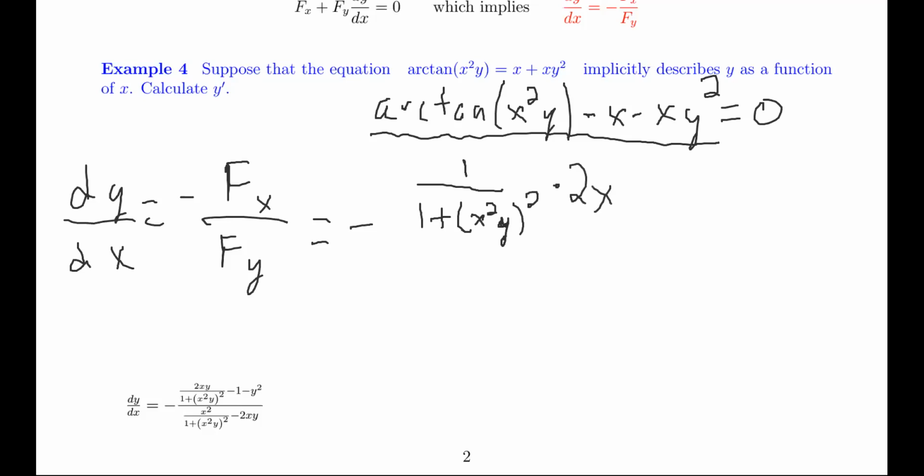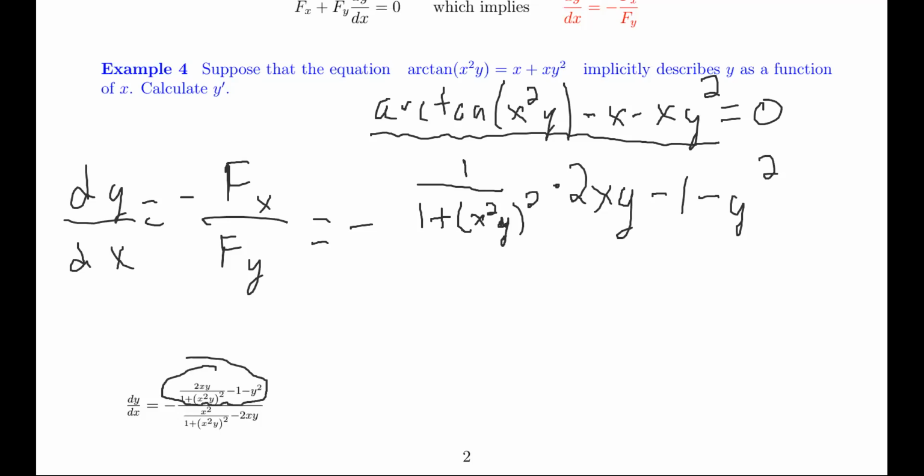So we're done with the arctan of x squared y part. Now we take the partial derivative of negative x with respect to x, and we get minus 1. Take the partial derivative of negative xy squared with respect to x, and we get minus y squared. And that's exactly what we have up in the numerator here.